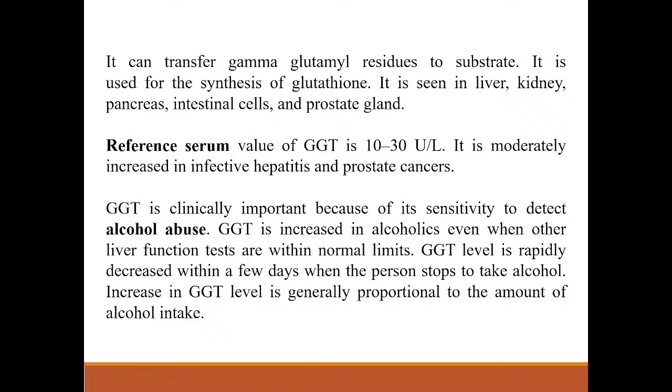GGT, you know, the reference level is 10 to 30 units per liter, and it is moderately increased in infective hepatitis and prostate cancer. But GGT is used clinically and specifically for alcohol abuse, because GGT is increased in alcoholics. The other liver function tests may be normal, but in alcoholics GGT is seen at a higher level, and it rapidly decreases within a few days when a person stops taking alcohol. The increase in GGT is generally proportional to the amount of alcohol intake.